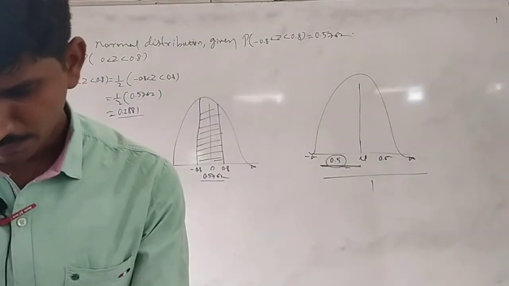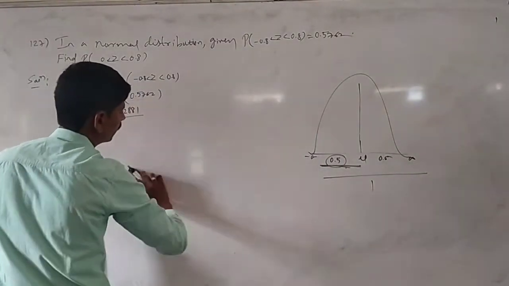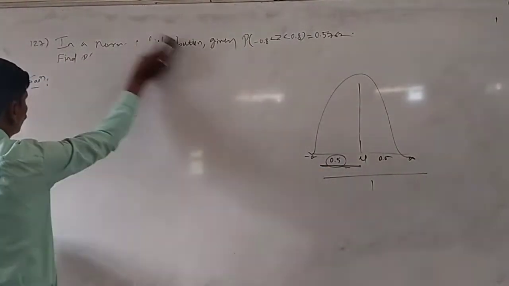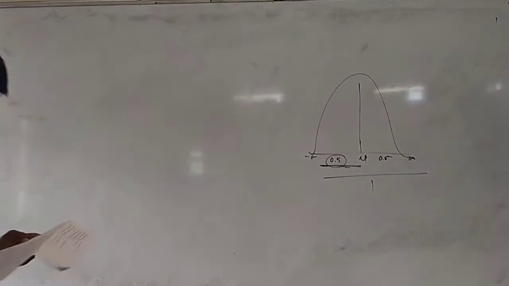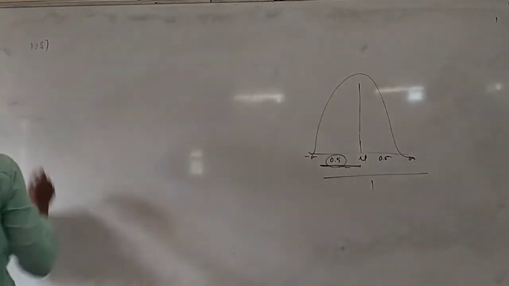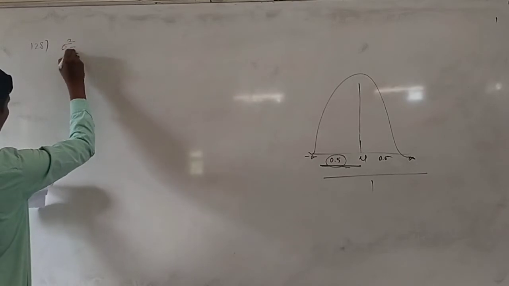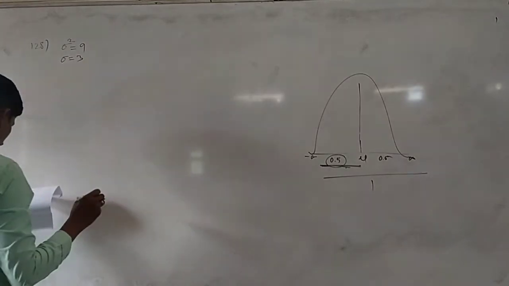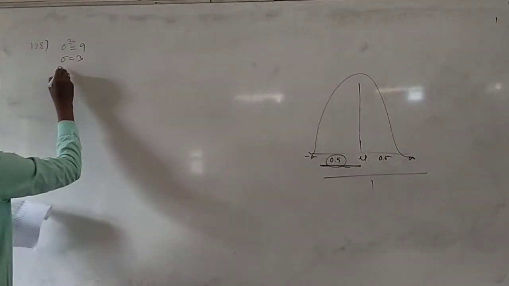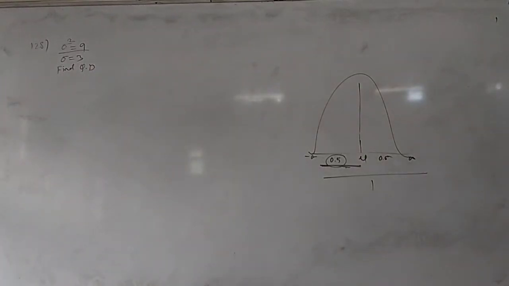Okay, the next problem, number 128. If the variance of a normal distribution is 9, variance means what? Sigma square. Sigma square value is 9, and sigma value is what? Under root of 9 is 3. Then find QD. If sigma square is 9, find QD.